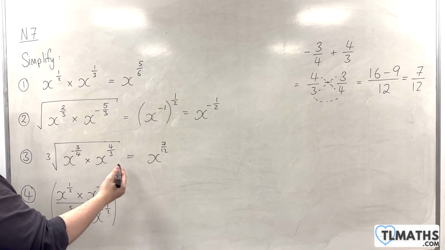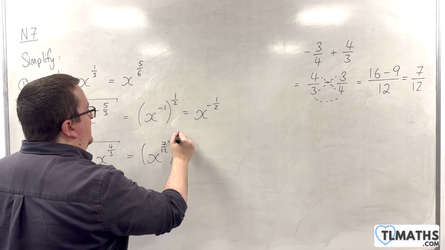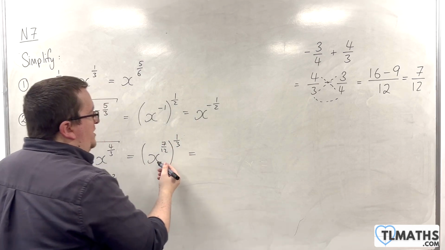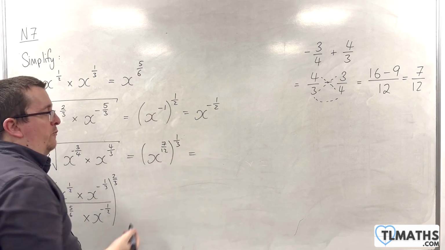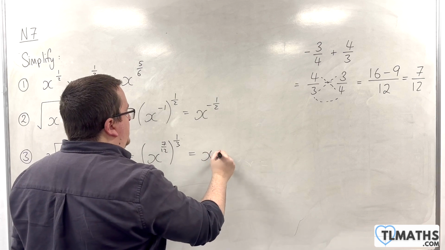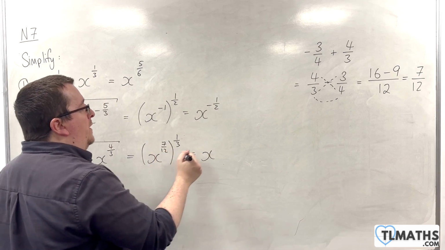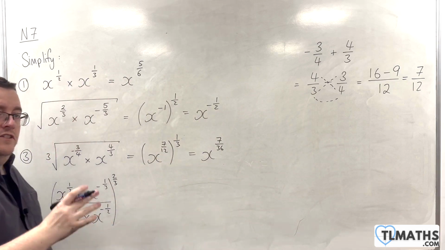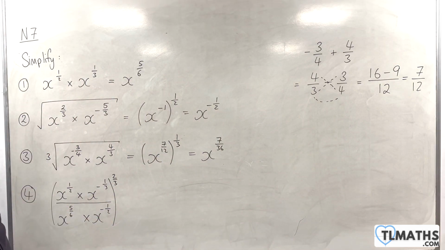And of course the cube root is the same as saying something to the power of 1/3. So we have x to the power of 7/12 to the power of 1/3. We multiply 7/12 by 1/3. We're going to get x to the power of 7 over 36. 7/12 times 1/3, so multiply the tops, multiply the bottoms.